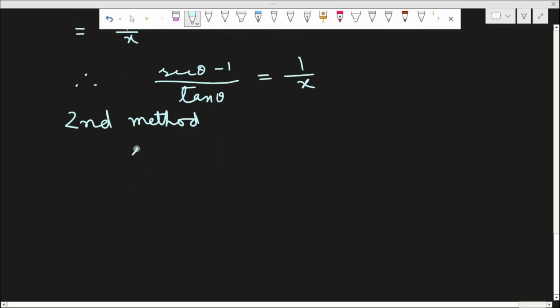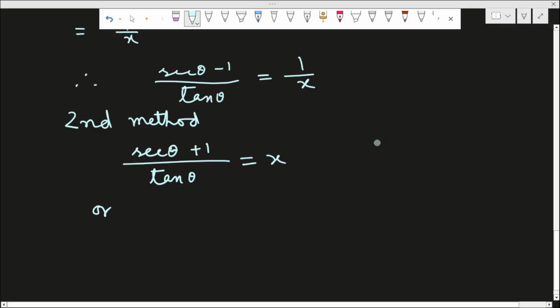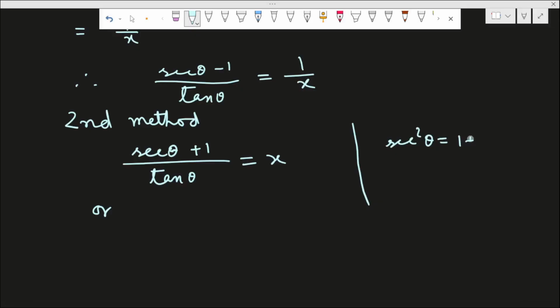The given equation, sec theta plus 1 by tan theta is equal to x. Here we will use the formula, sec theta in terms of tan theta. So here is, sec square theta is equal to 1 plus tan square theta. So it will be better to find sec square theta first.